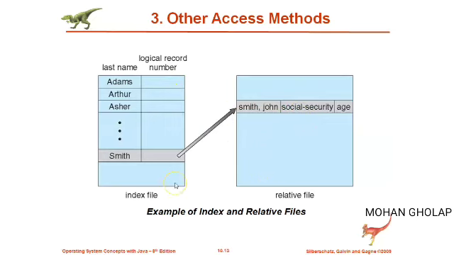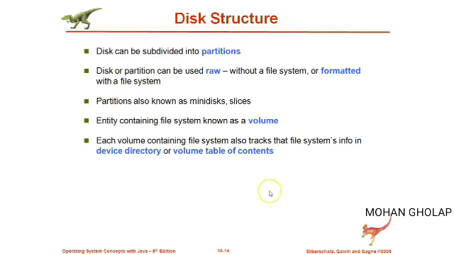Whenever you want to access a particular record, you should know the record number of that, and you have to specify the name of that particular author or the last name. Based on this, it is very easy for the system to locate only that content in the relative file. Next we'll see the disk structure.